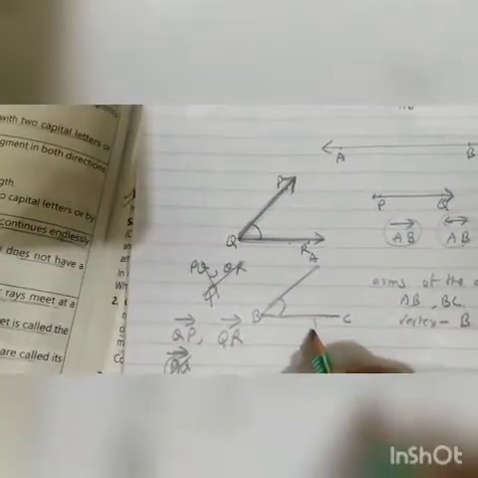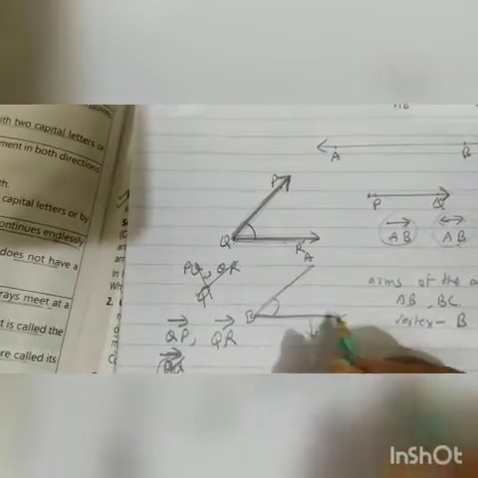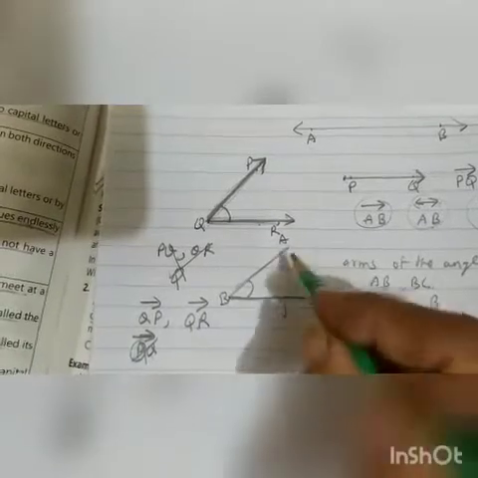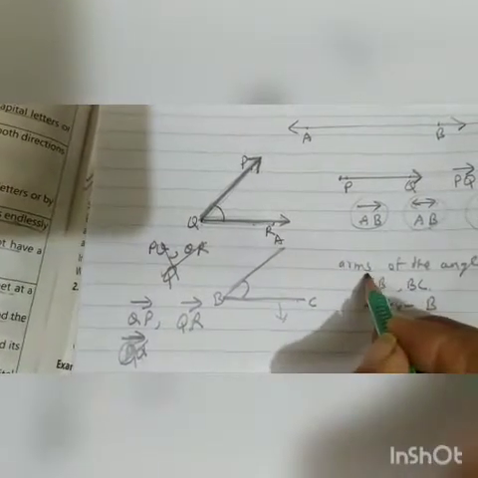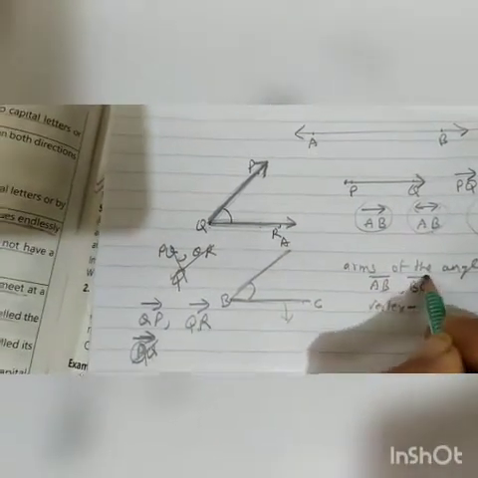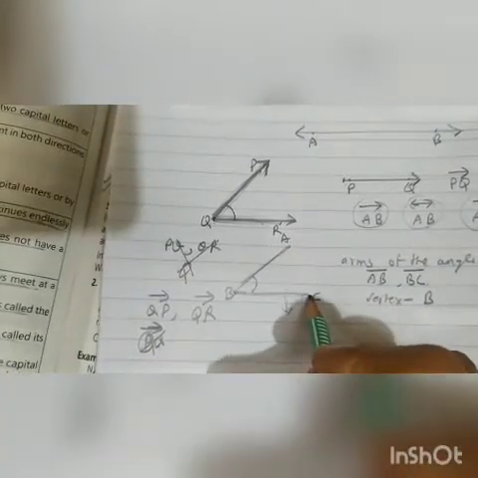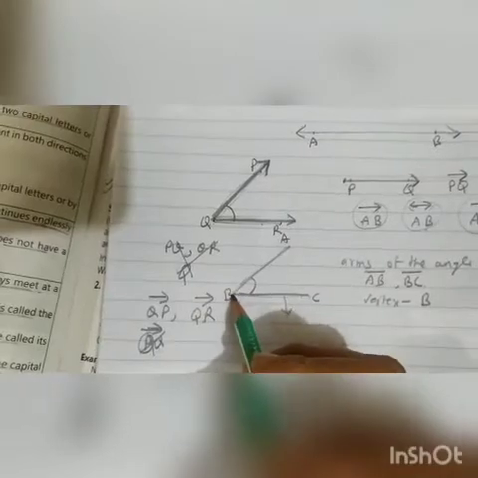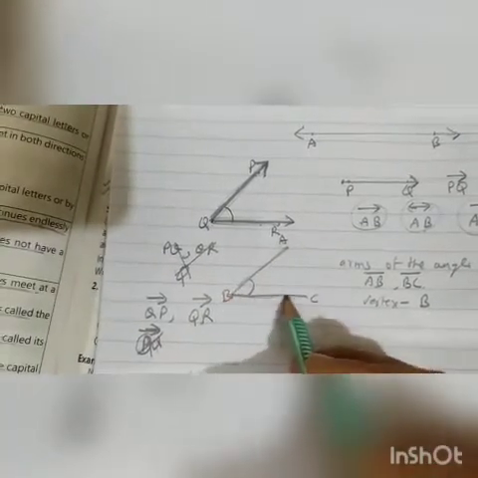If we show the arms of this angle as AB and BC, here we can write AB and BC because there is no arrow, but we have to put the symbol of a line segment. Here two line segments are meeting each other at this point B. This is angle ABC.